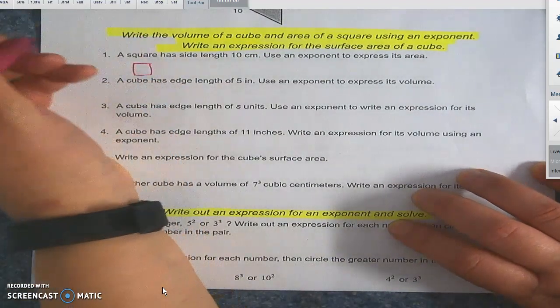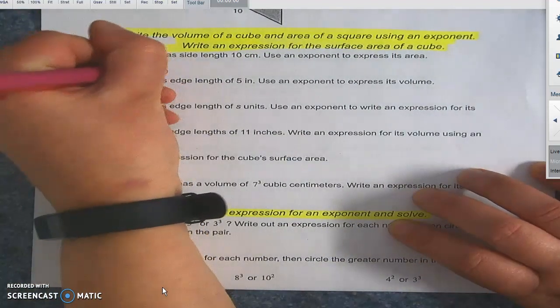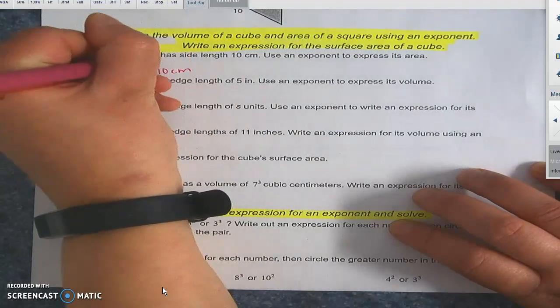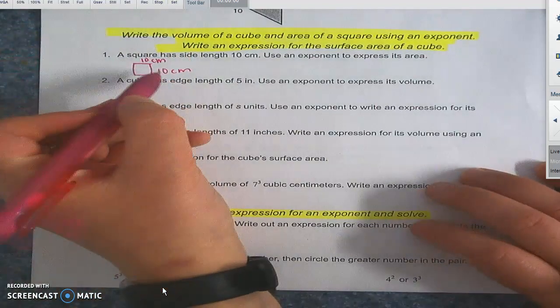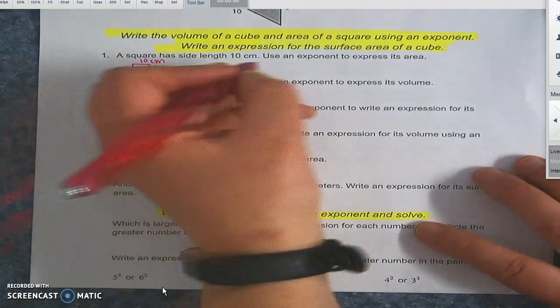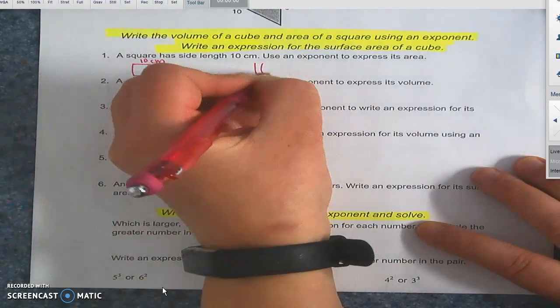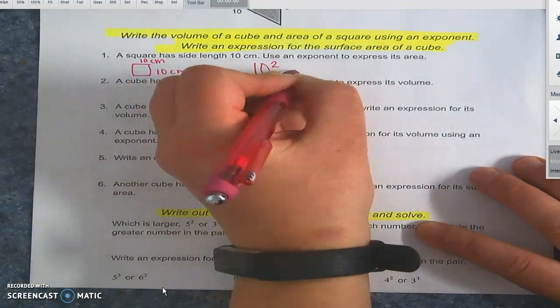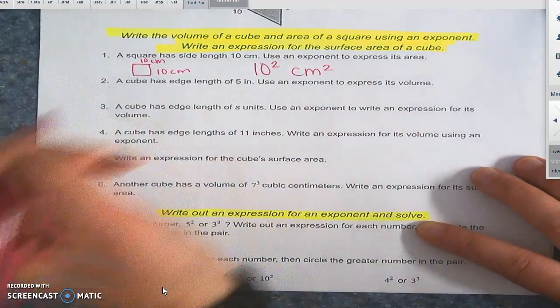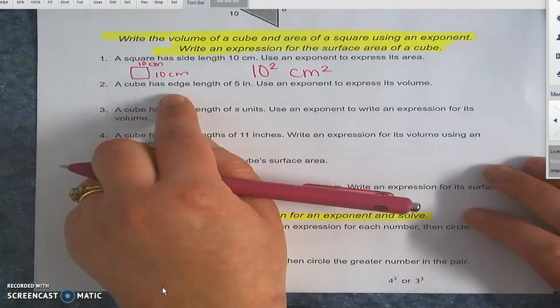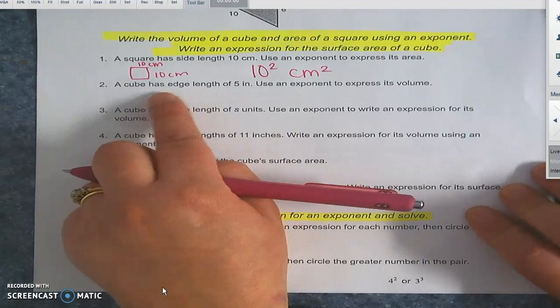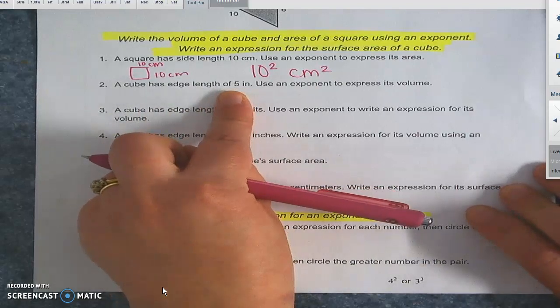So it's a square, we're talking just two-dimensional. If this is 10 centimeters, this is 10 centimeters. To find its area, I would do 10 times 10, but we're using an exponent, so that's 10 to the second power, and it's square centimeters. Now we're jumping to 3D. A cube has edge length of 5 inches.